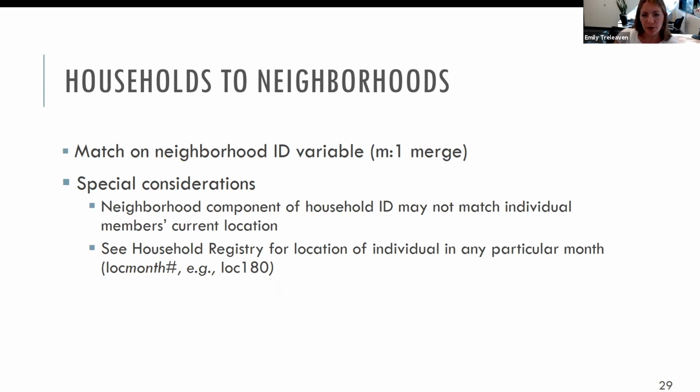We can also merge households to neighborhoods, which again would be a many-to-one merge. And again, the registry can be used to find the neighborhood location in a given month. But remember that that registry is at the individual level, so it provides household members' location in a given month. And different members of the household may have different locations at a particular time.